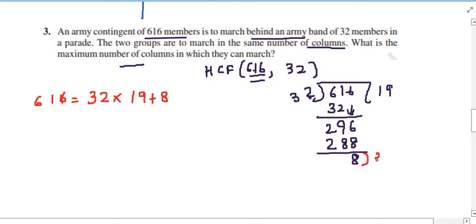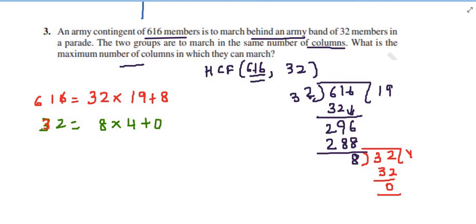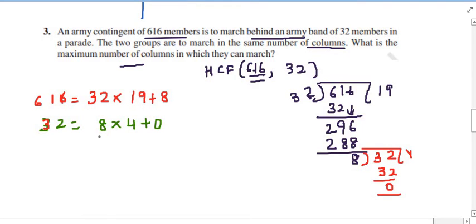Now we will continue. 32 is the dividend now. So 8 times 4 is 32. Remainder is 0. So we can say that 32 is equal to 8 times 4 plus 0. So here, as we observe that when 8 is a divisor, remainder is 0. So HCF of both the numbers is 8. So the maximum number of columns in which they can march is 8.